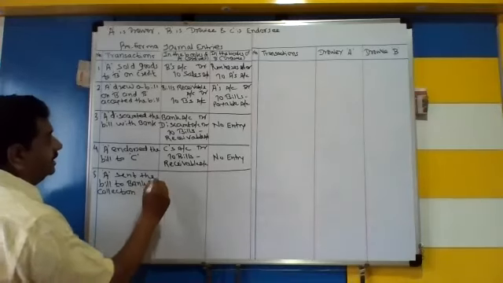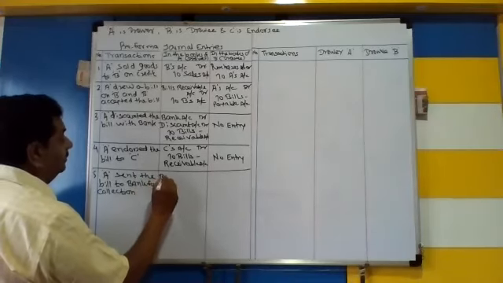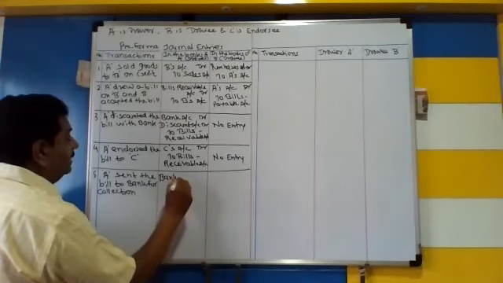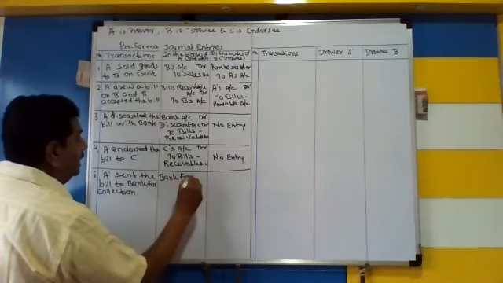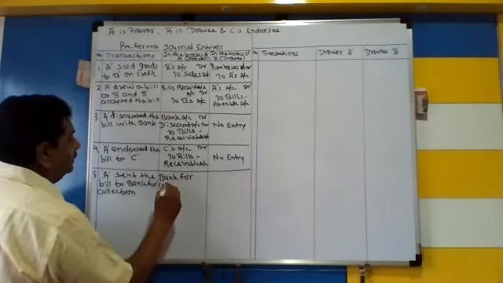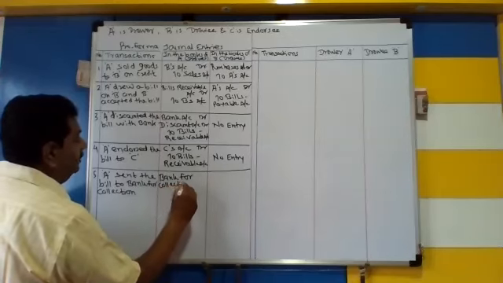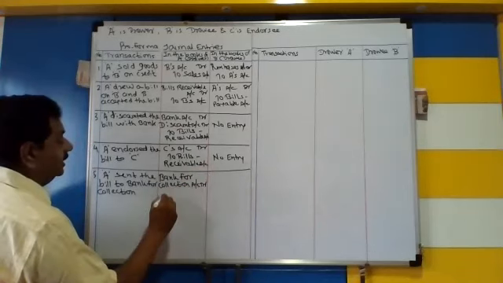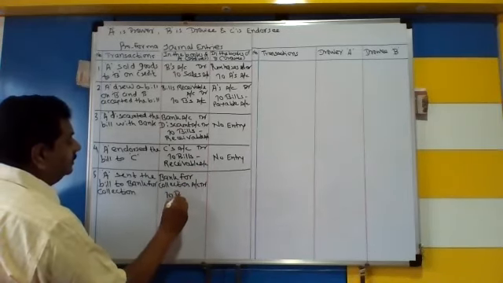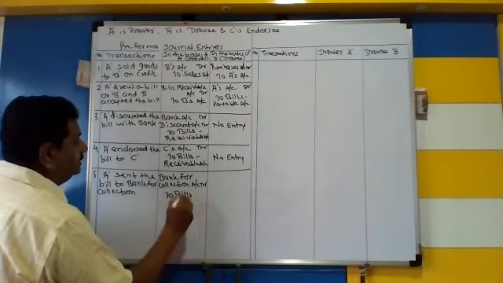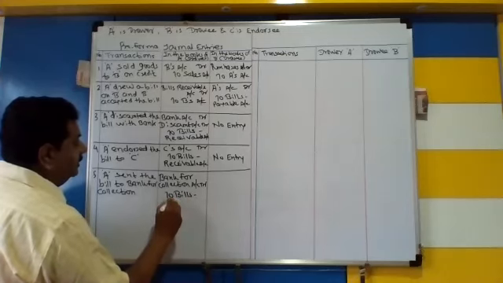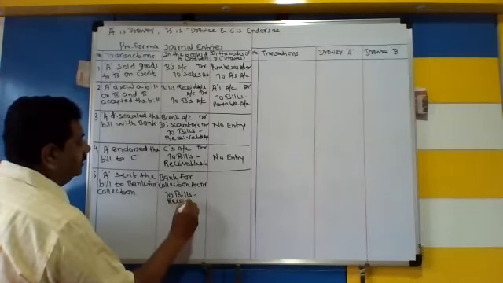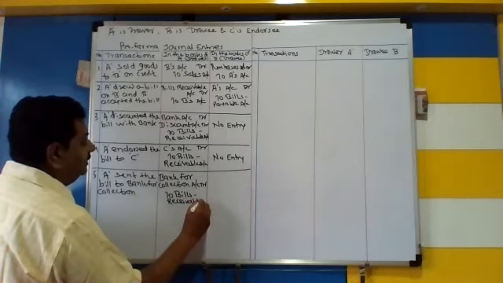Now what is the entry? So here special account is opened by bank for collection. Bank for collection account debit, or you can say bill sent for collection account debit to bills receivable account. Bills receivable account.